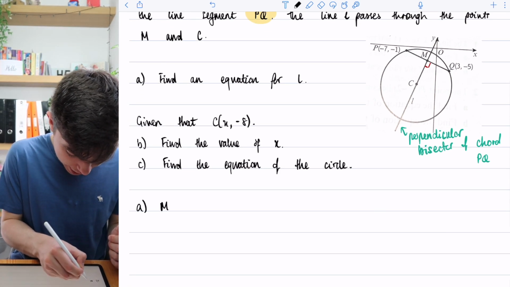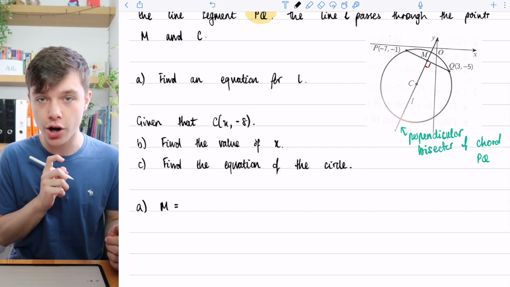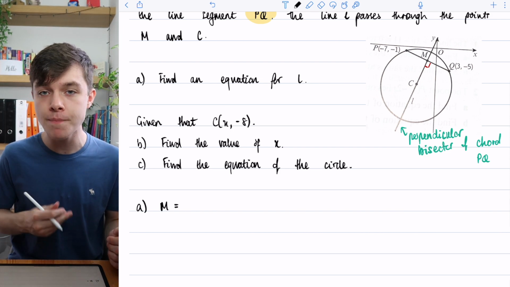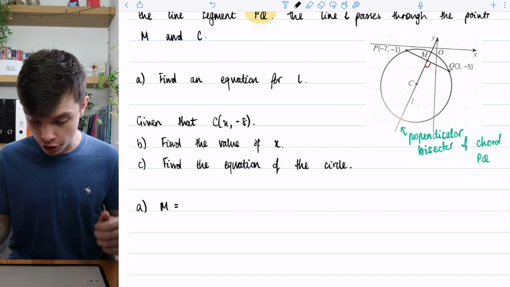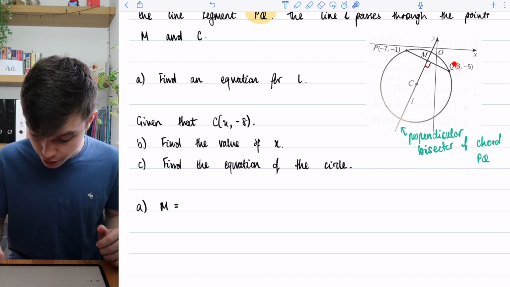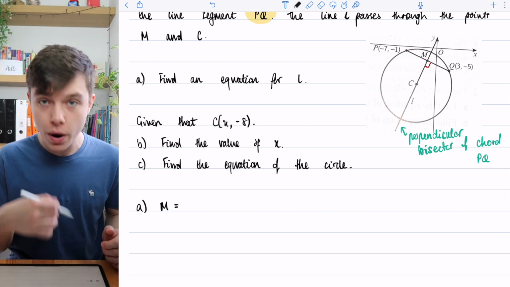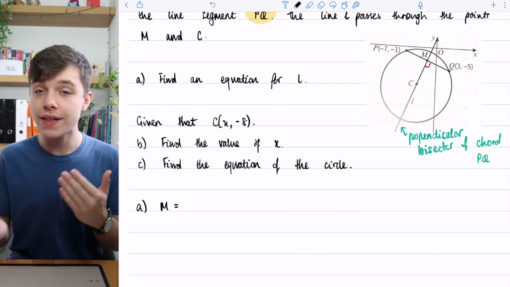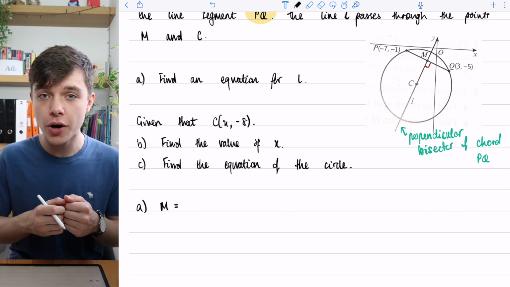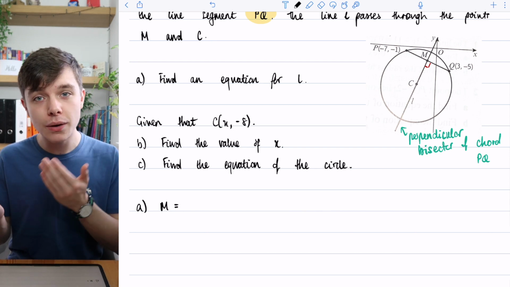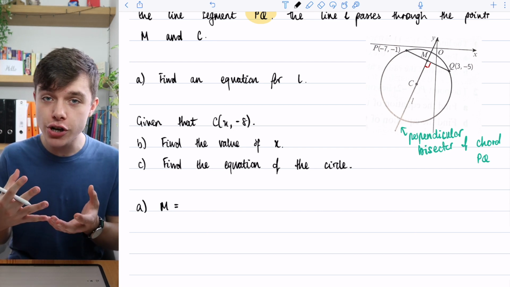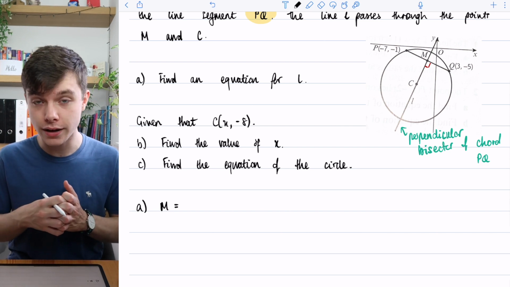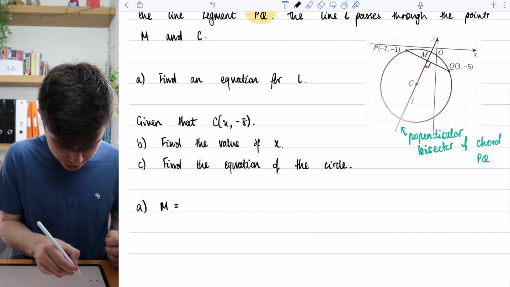So M is going to be the midpoint. To work out the midpoint, remember, we take 2 points on the line, these two endpoints here, P and Q. We will add the x coordinates together and divide by 2. That gives us our x coordinate for the midpoint. And then we will add the y coordinates together, divide by 2. That will give me the y coordinate. Okay, so let's do that.